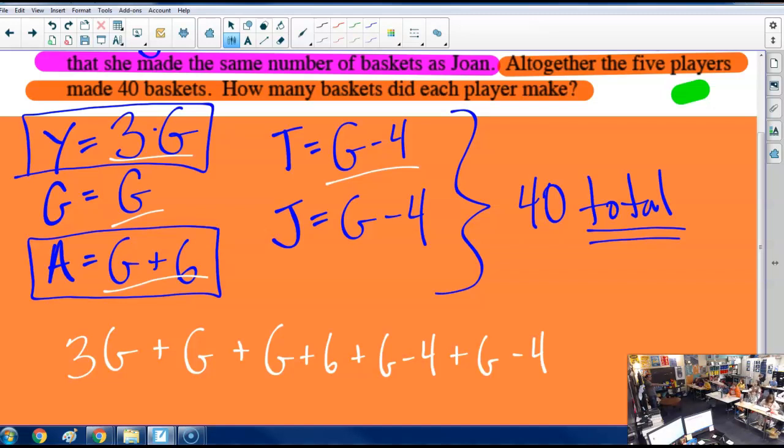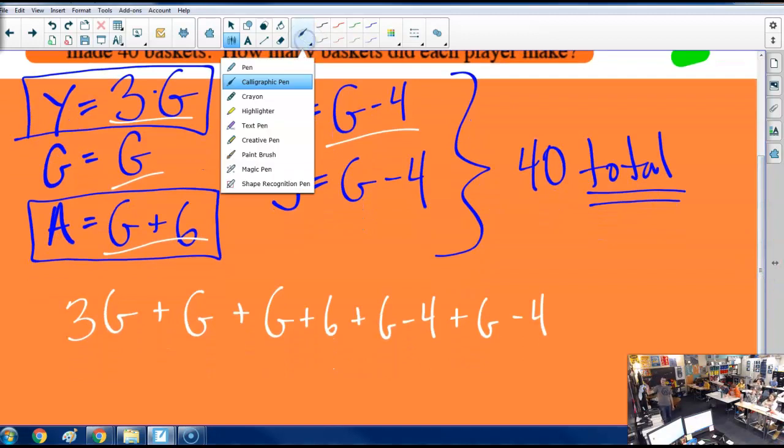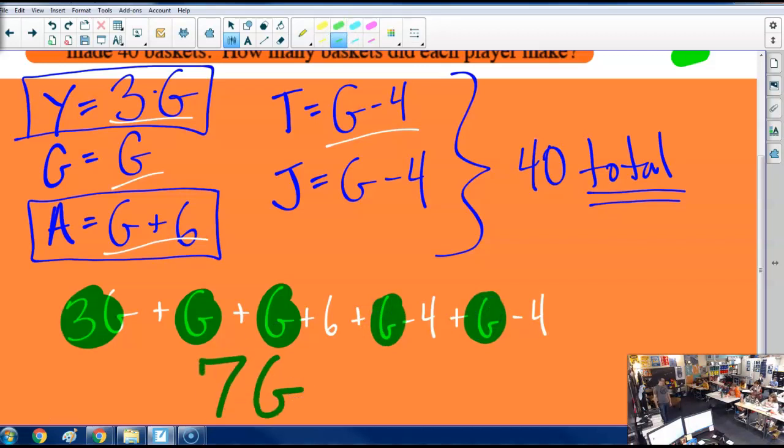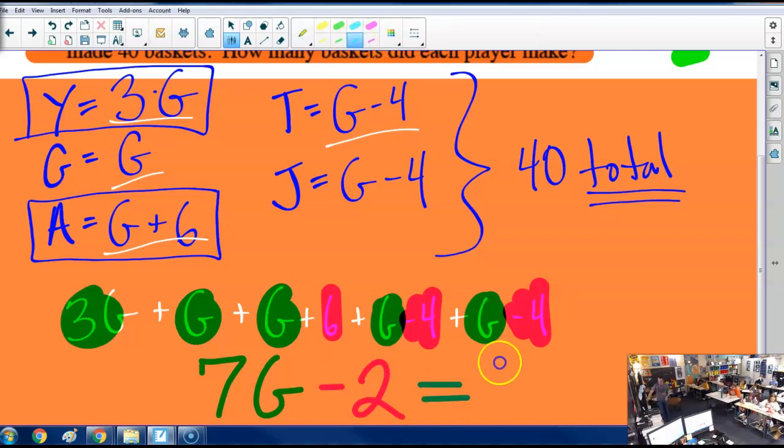We can't do it yet, right? We don't know what G is. Get all of your G's together. 3, 4, 5, 6, 7. Right, so we have 7G when we put them all together. Then 6, negative 4, negative 4, so negative 8 and 6, what would that be? Negative 2, or minus 2, equals what? 40.